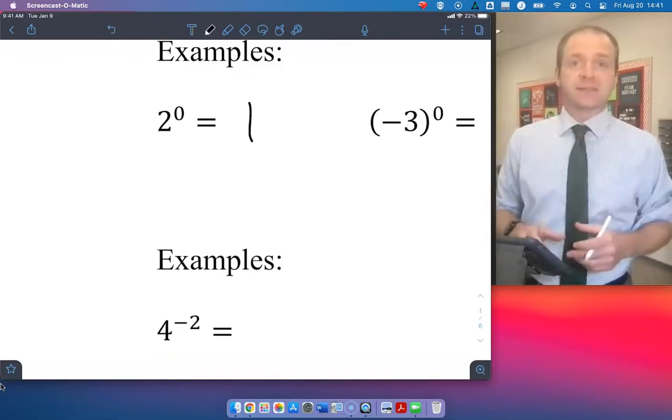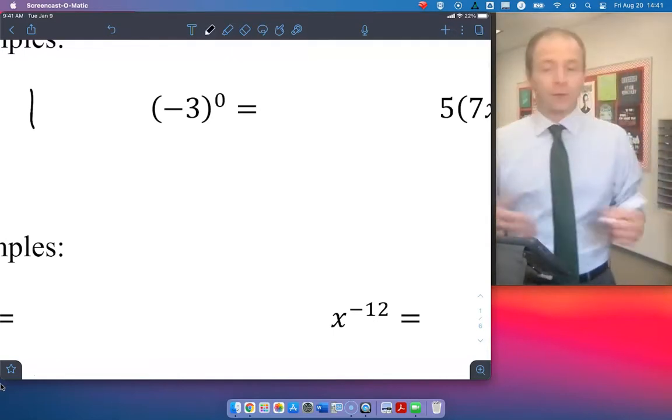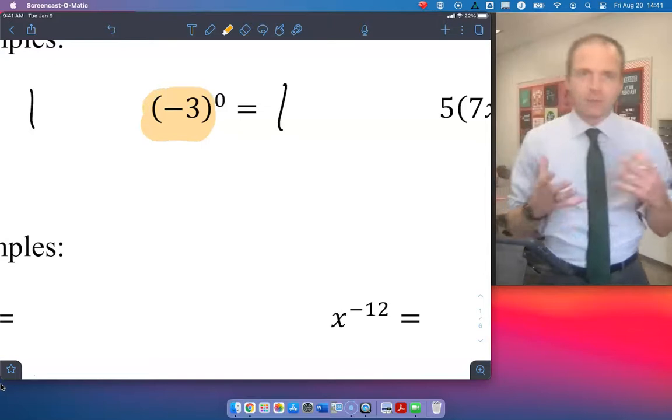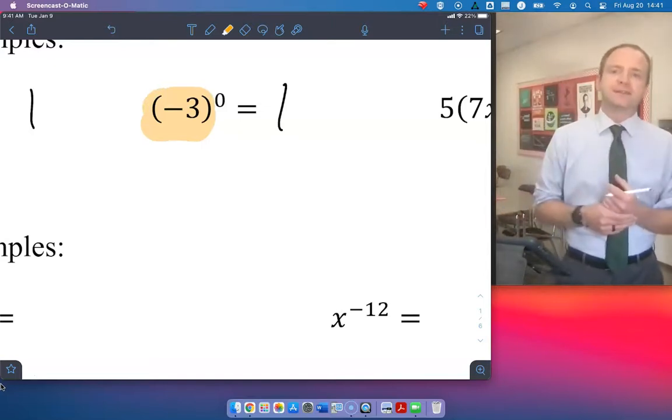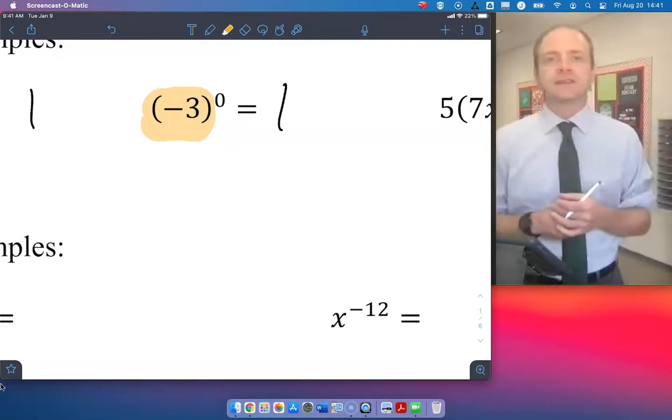2 is the object. It's being raised to a power. Now notice negative 3 to the 0, well that's also 1. Negative 3 is an object, and when you take a negative to a power, you have to put it in parentheses. Trust us on this one. Always put a negative to a power in the parentheses.